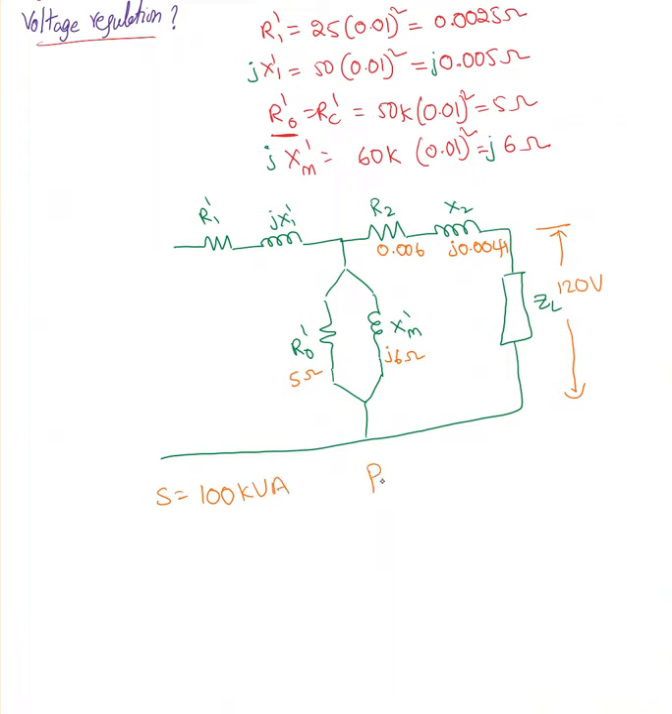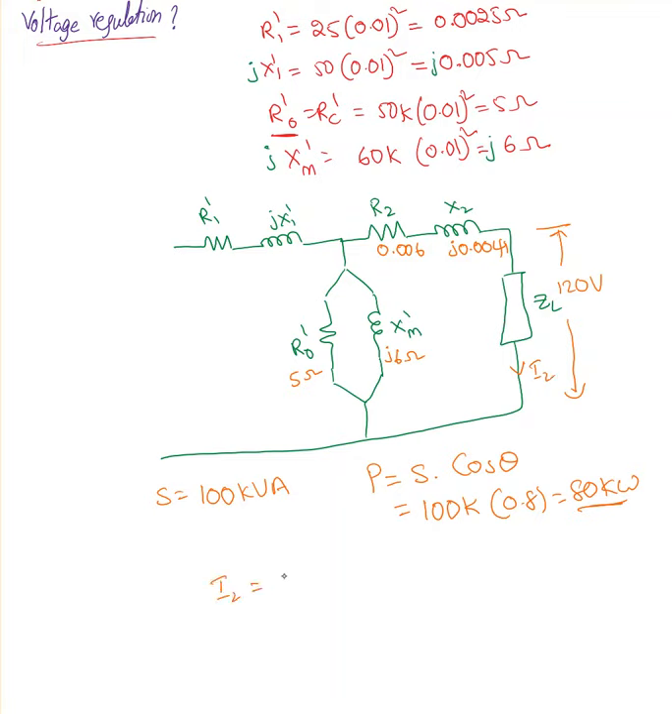So what is the power value? P equal to S times cos theta. Okay, so S is 100 kVA and cos theta is 0.8. So it must be 80 kilowatt. This is fully loaded. If it is half load, 50 times 0.8, so it's 40 kilowatt. So based on this, I can find I2, the current passing through this.